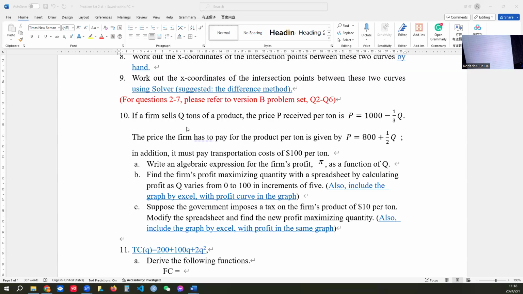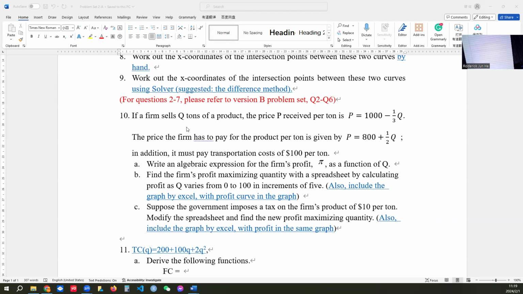So here it said, if a firm sells Q tons of a product, the price P received per ton is P equals 1,000 minus a third of Q. The price the firm has to pay for the product per ton is given by P equals 800 plus a half of Q. In addition, it must pay transportation cost of $100 per ton. Write an algebraic expression for the firm's profit pi as a function of Q.